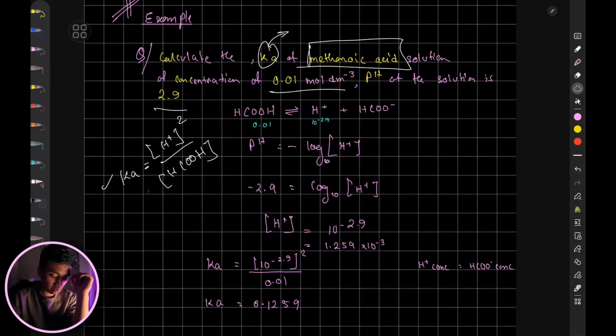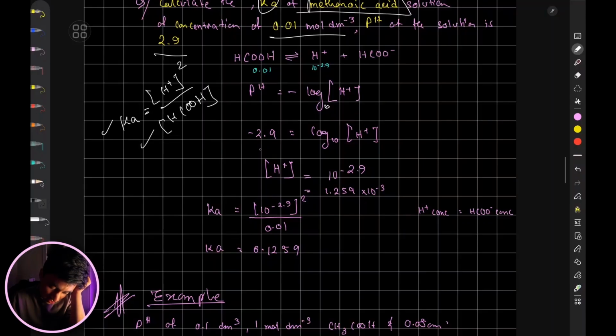So if we have these two, we are trying to find out the H plus using the pH formula. The pH is 2.9. I have multiplied by minus on either side, and I have minus 2.9 over here, and log base 10 of H plus concentration. You raise either side to the power of 10, to the base of 10, and 10 to the power minus 2.9 is going to give you 1.259 into 10 to the power of minus 3. This is the H plus concentration.